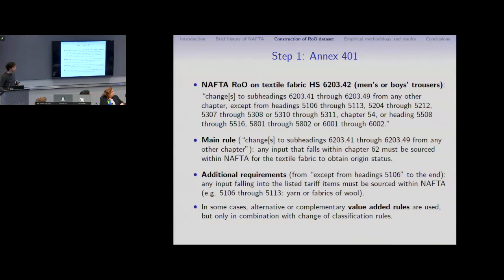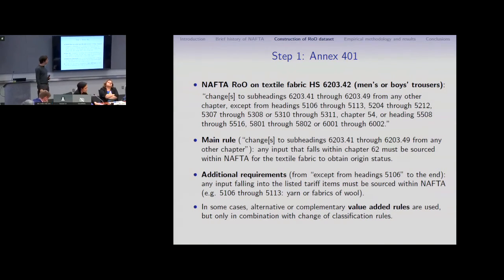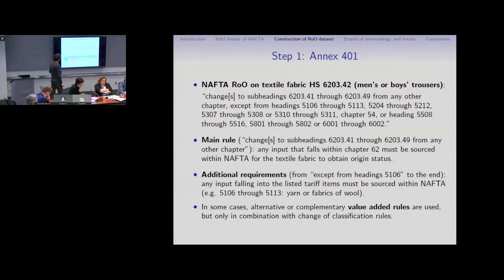So it's not X. I thought for autos it was X% of the value. No. There are sectors in which there are value-added rules on top of, so the specific feature of NAFTA is that value-added rules are never used by themselves. They're always used in combination with it. So it's not like you have to have X amount of your inputs. It's like this list, which is this chapter list, and the additional requirement.